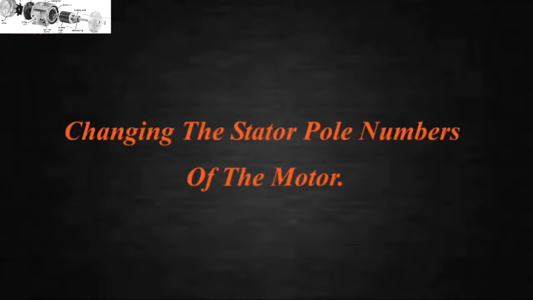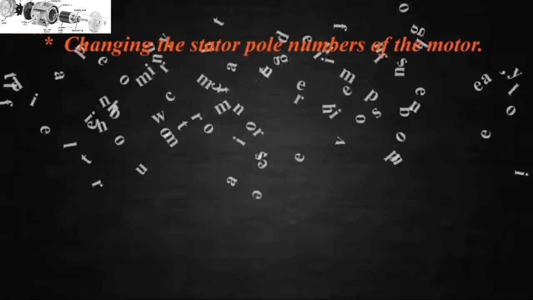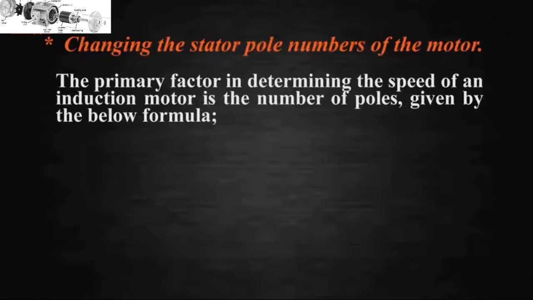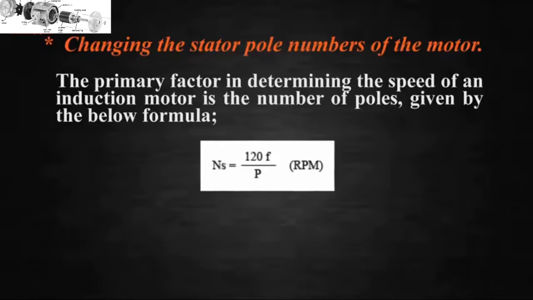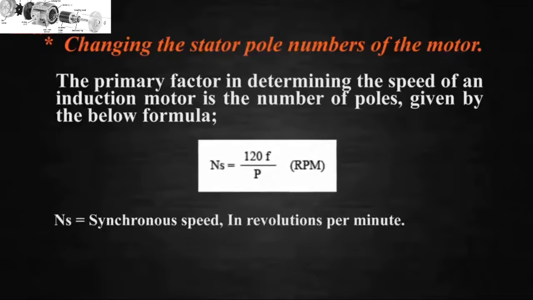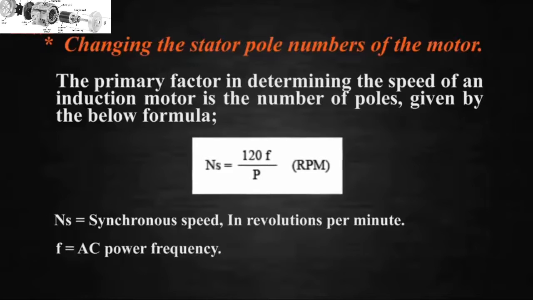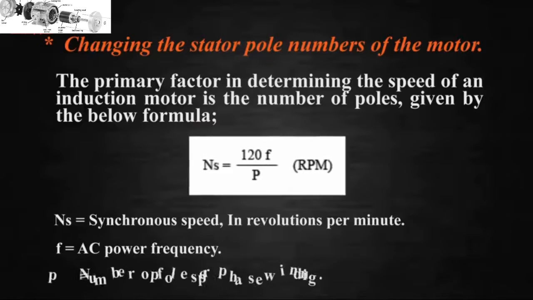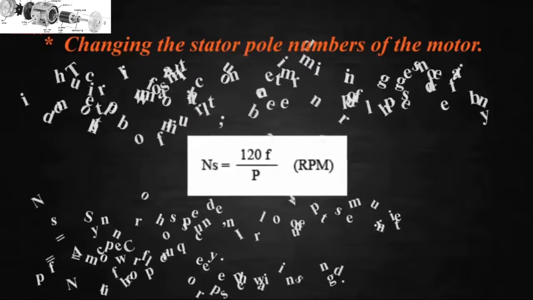Changing the stator pole numbers of the motor. The primary factor in determining the speed of an induction motor is the number of poles, given by the below formula. Here, Ns is the synchronous speed in revolutions per minute, F is the AC power frequency, and P is the number of poles per phase winding.